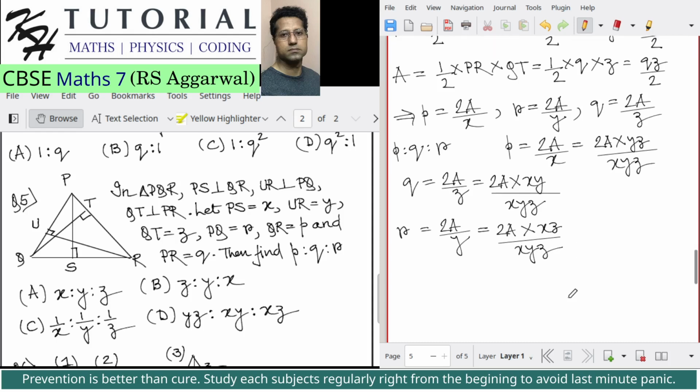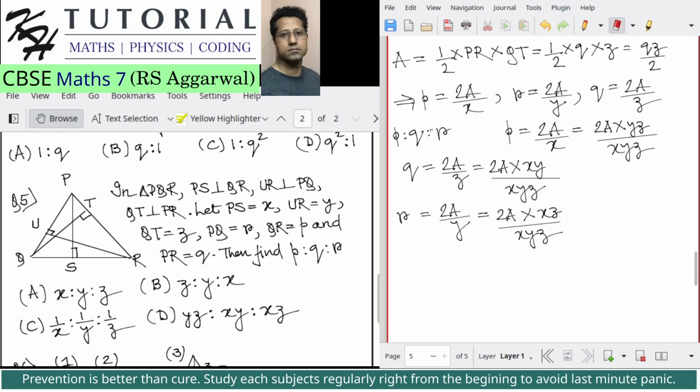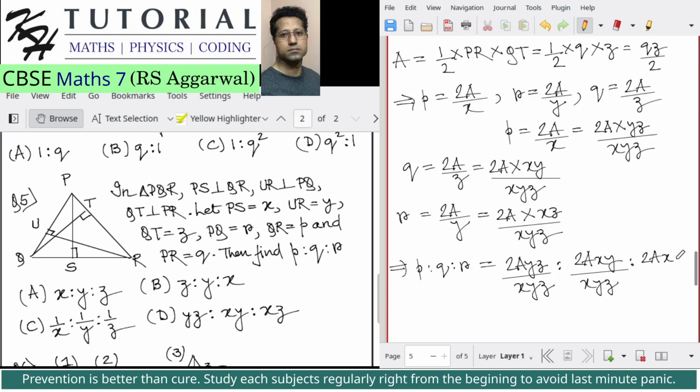XYZ. So now what will be the ratio? This implies P is to Q is to R will be equal to, what was P? P was 2A YZ by XYZ, is to, what was Q? Q was 2A XY divided by XYZ, is to, R was 2A XZ divided by XYZ.